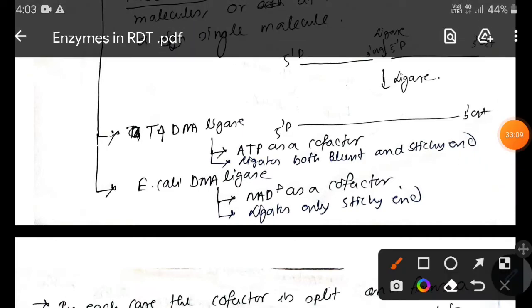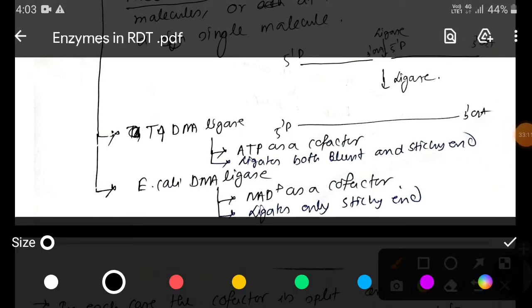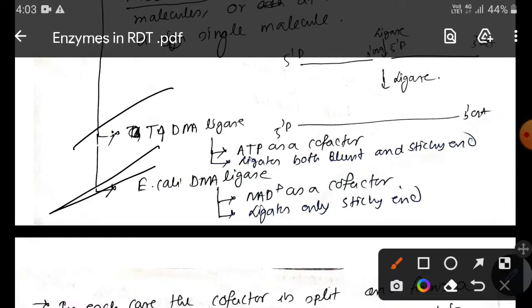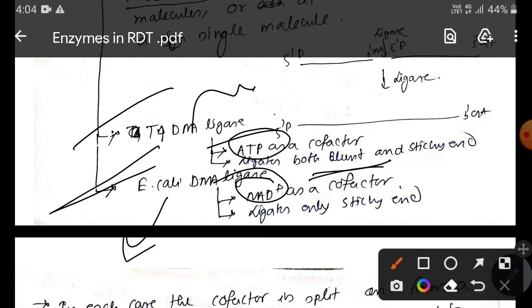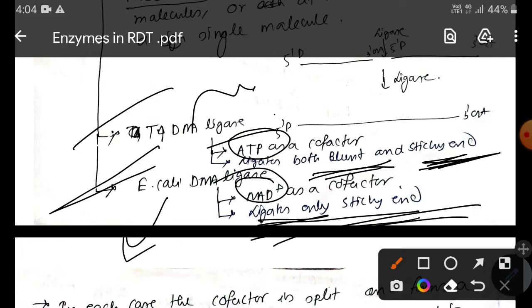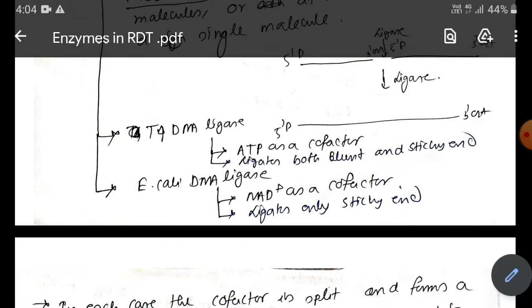There are two kinds of DNA ligase that you need to remember: T4 DNA ligase and E. coli DNA ligase. E. coli DNA ligase is isolated from E. coli, and T4 DNA ligase is from T4 infected E. coli. Remember, T4 DNA ligase uses ATP as a cofactor, and E. coli DNA ligase uses NAD plus as a cofactor. T4 DNA ligase helps in ligation of both blunt end and sticky end, and E. coli DNA ligase only joins sticky end. And remember, sticky end joining is easier than blunt end.